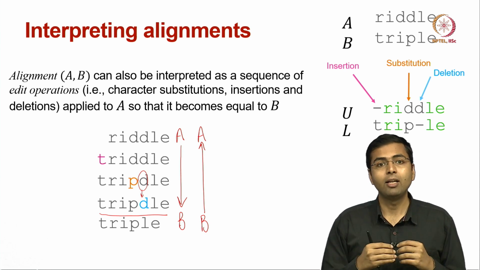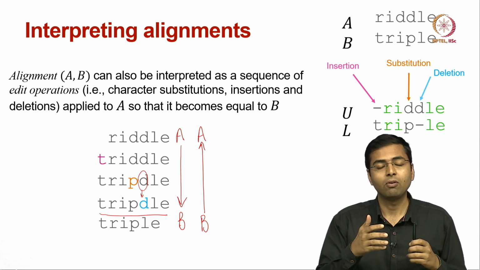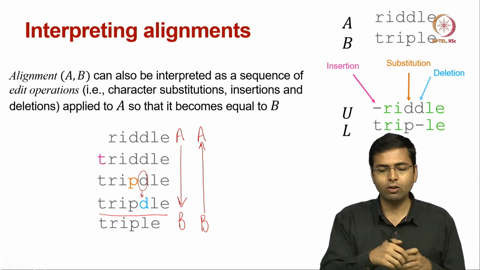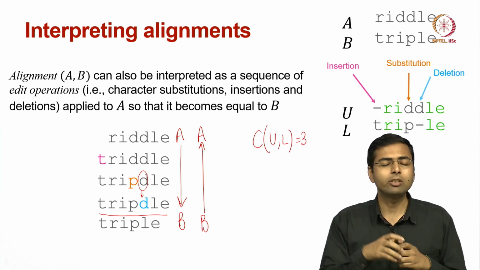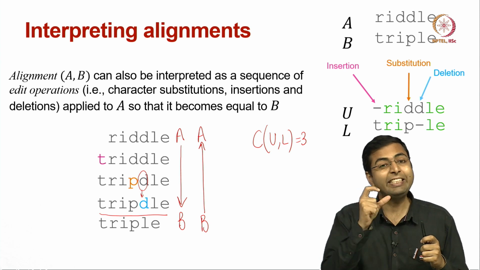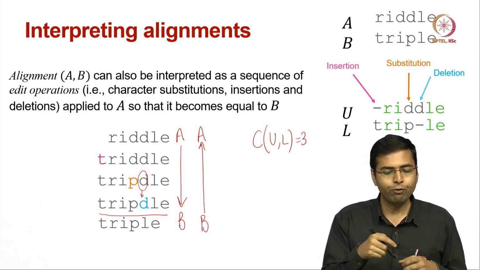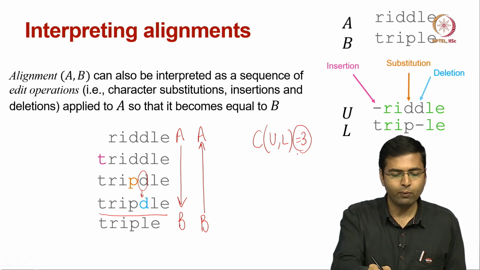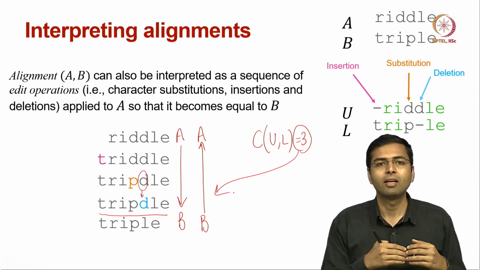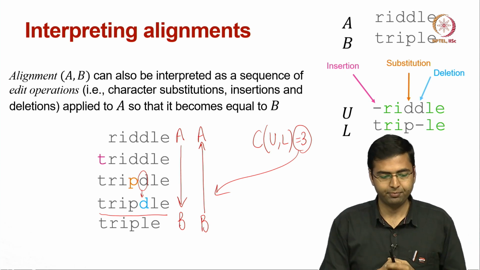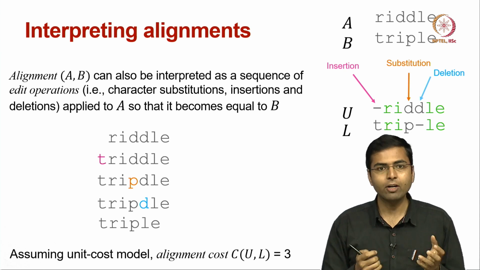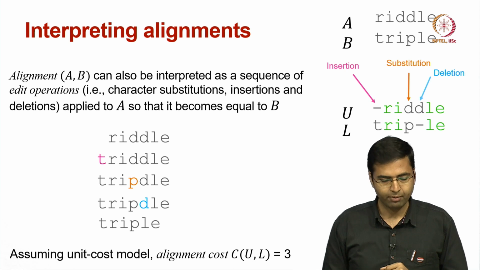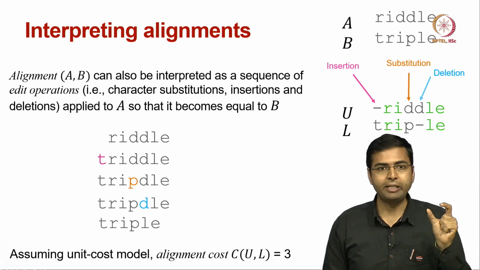So, in the unit cost model, the cost of these two alignments is 3, because in the unit cost model I am penalizing each edit with cost 1. Therefore, if the cost is 3, it is equivalent to 3 edit operations in this sequence. Assuming the unit cost model, the alignment cost is 3 because we are penalizing each edit operation with cost 1.